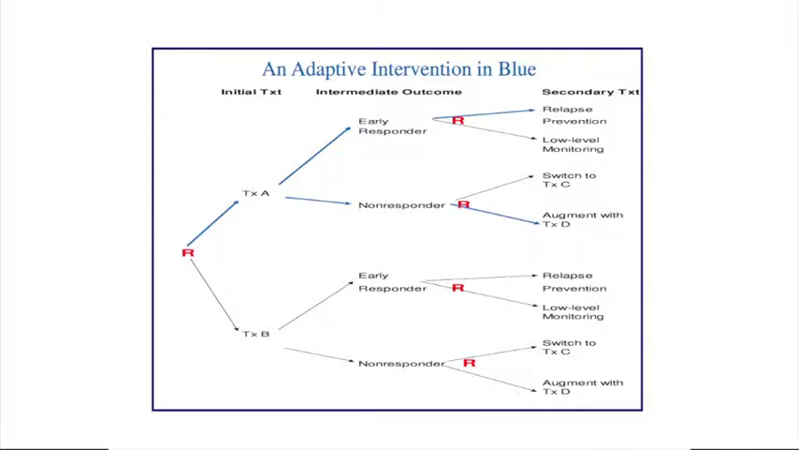I just wanted to indicate one adaptive intervention to make sure we're all on the same page about what an adaptive intervention is. One adaptive intervention is outlined in blue here. An adaptive intervention has to provide something for you no matter what. So it provides treatment A first. If you're a non-responder, it augments with treatment D. If you're a responder, it provides relapse prevention. So an adaptive intervention has to provide something for both responders and non-responders. Actually, we could go through here and find 8 different adaptive interventions in this study.